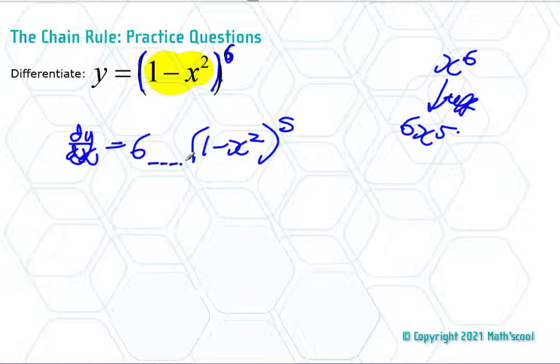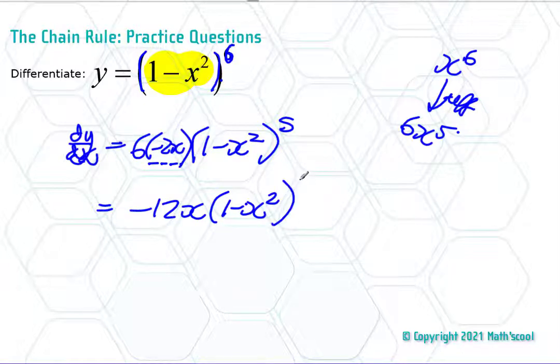The extra step for the chain rule is to multiply by the differential of the brackets. So the inside of the brackets, 1 minus x squared, if you differentiate that, it'll give you minus 2x. And so 6 times minus 2 is minus 12x brackets 1 minus x squared to the power 5 is our dy by dx.